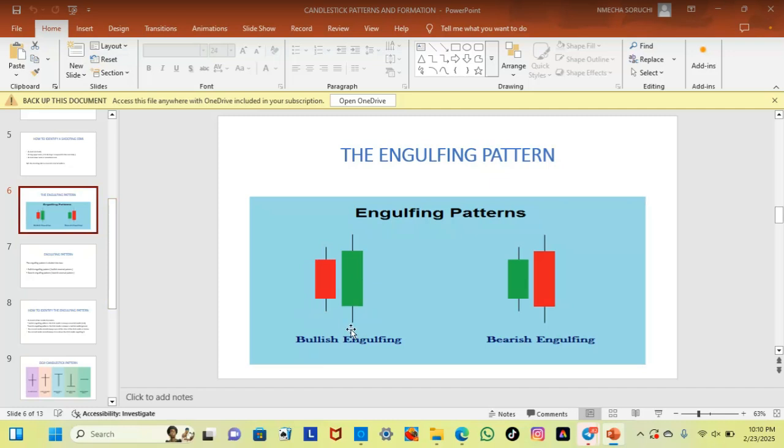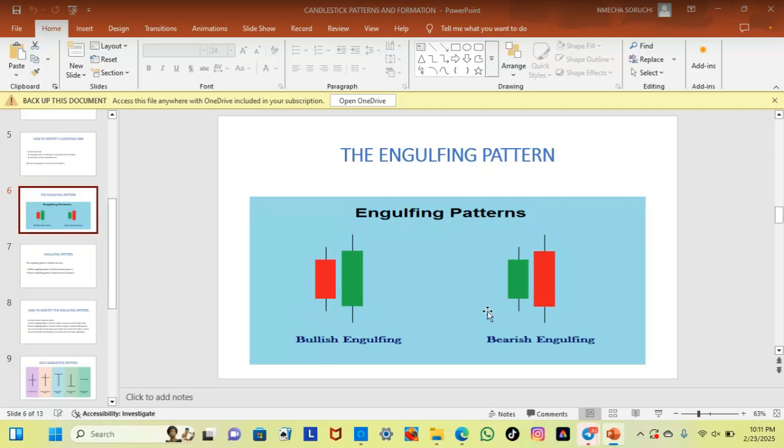While the bearish engulfing candle is a bearish reversal candlestick. That is, it appears after an uptrend. So when you see an uptrend in the market, then you see that the market is forming a bearish engulfing candle like what you can see on the screen here, know that the market is trying to reverse back, trying to take a reversal to a bearish market.